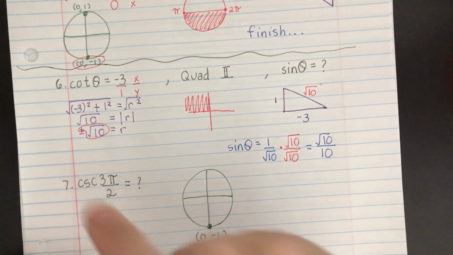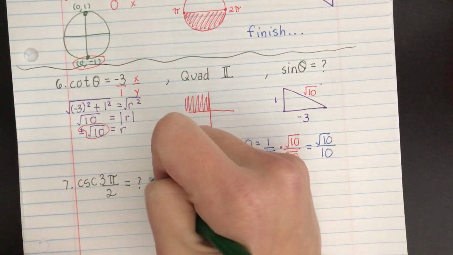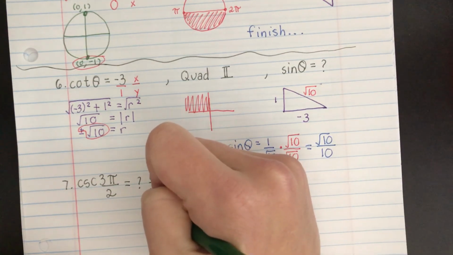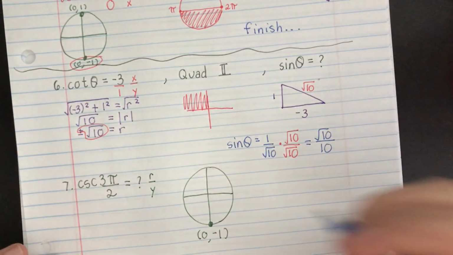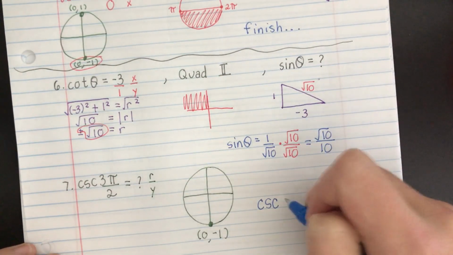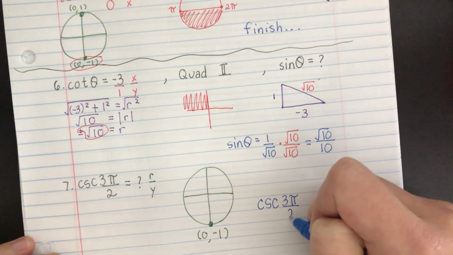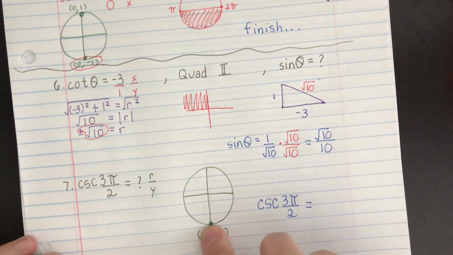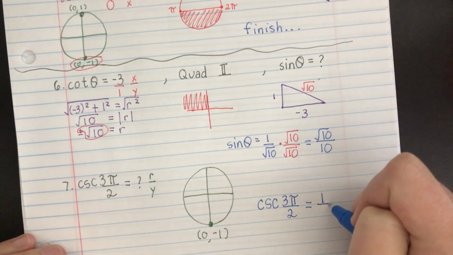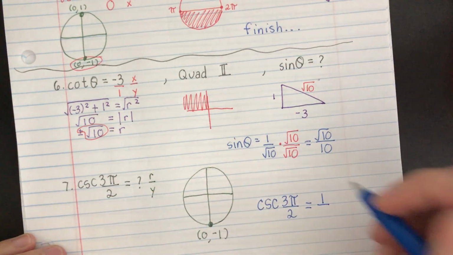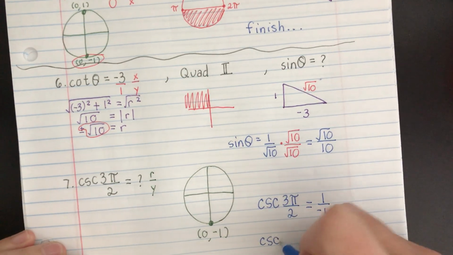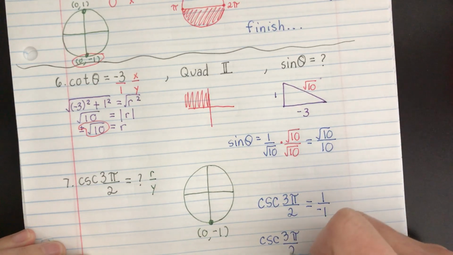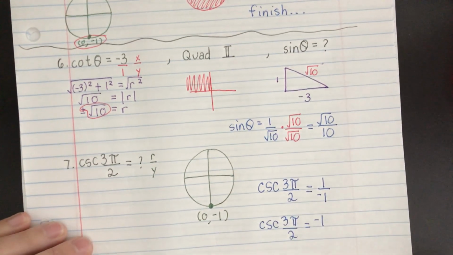Cosecant is the reciprocal of sine. Cosecant would be r over y. So r over y, we're talking cosecant of 3 pi over 2. R, the radius on the unit circle, is 1. Y is -1. So cosecant of 3 pi over 2 is equal to -1.